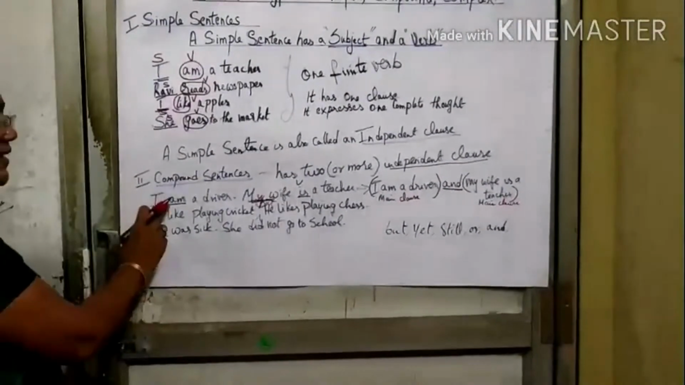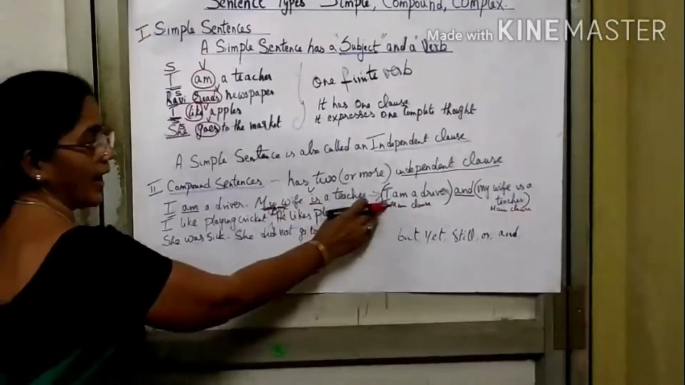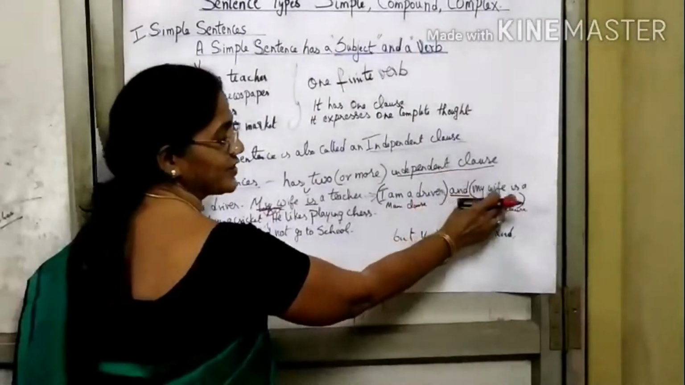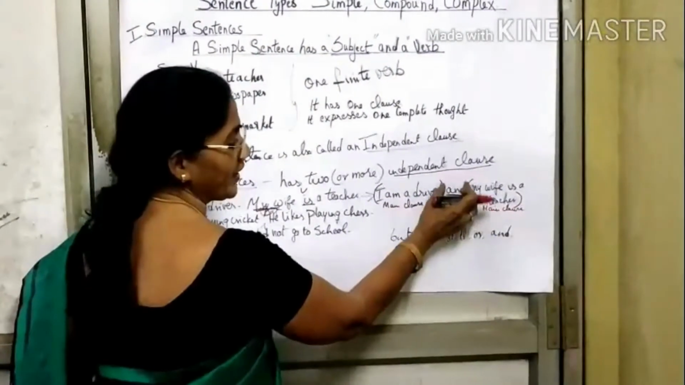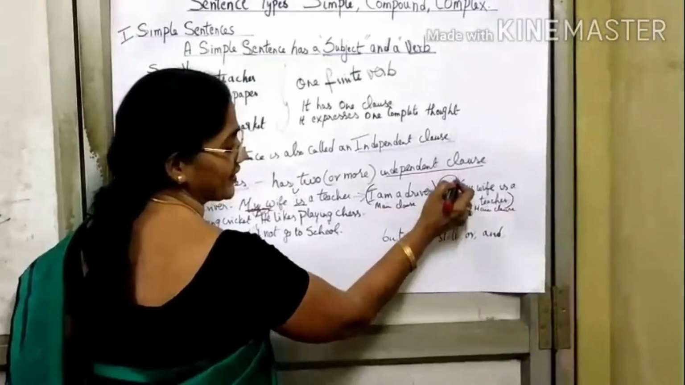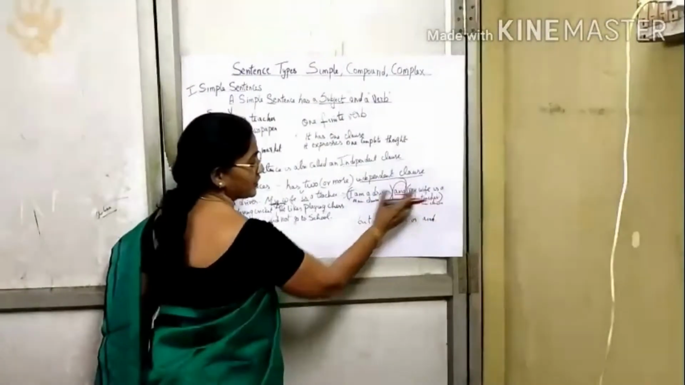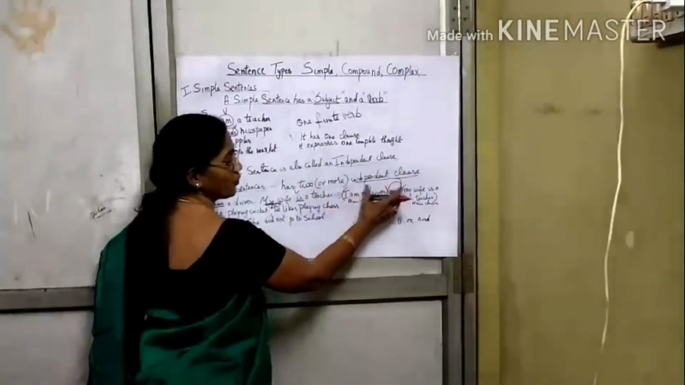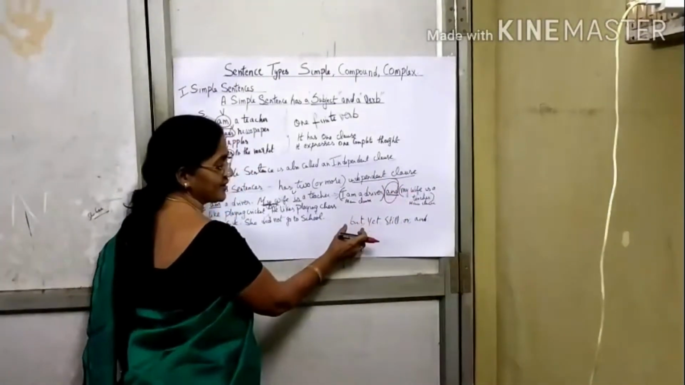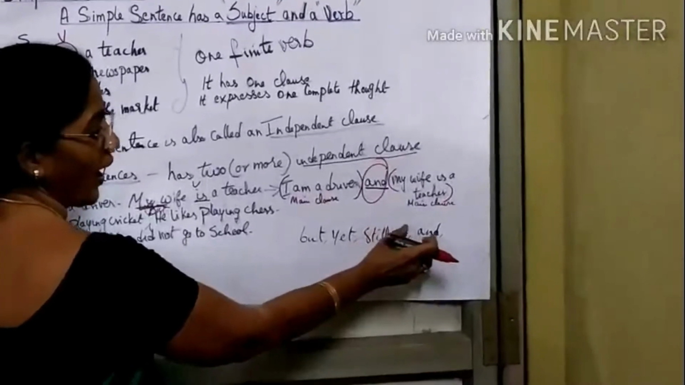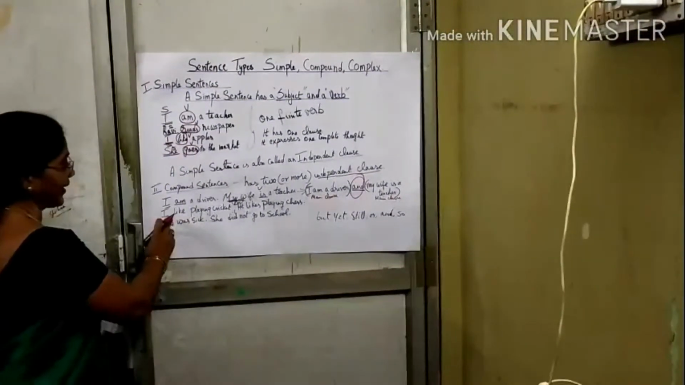Now let us look at the example. I am a driver. My wife is a teacher. I am a driver and my wife is a teacher. You find two different sentences connected with a coordinate conjunction. This is the coordinate conjunction. You see the first main clause and the second main clause. The compound sentence consists of two main clauses connected with coordinate conjunctions such as but, yet, still, or, and so on. You got it?